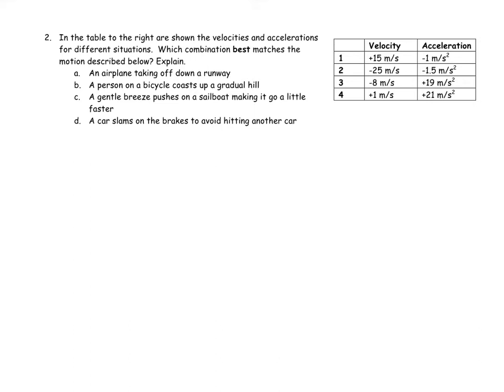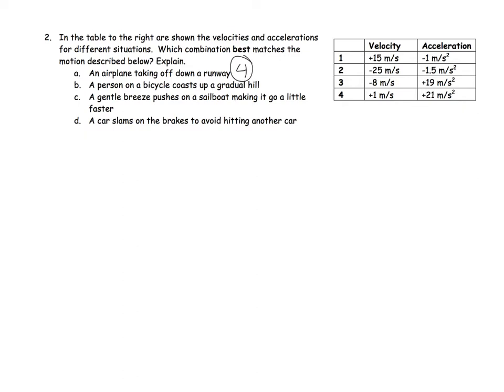Okay, for this next one, we have to match these described situations to possible velocity and acceleration values. So let's start with our first one. We have an airplane taking off down a runway. What I would be thinking about here is that's got to be a situation where we're speeding up. So we have two possibilities where we're speeding up. We have option 2, which shows speeding up because both the velocity and acceleration are in the same direction, and option 4, which also shows that. To distinguish between the two, since this is an airplane taking off, it's probably going to be a high acceleration, so I'm going to go with option 4 here.